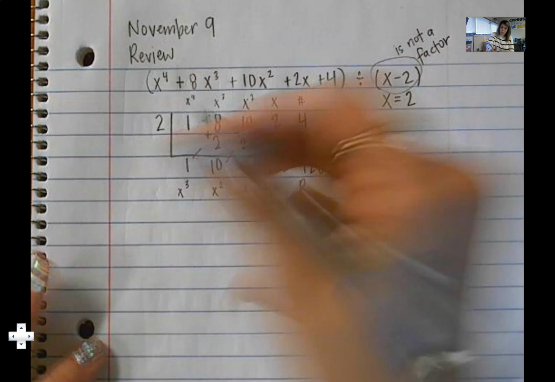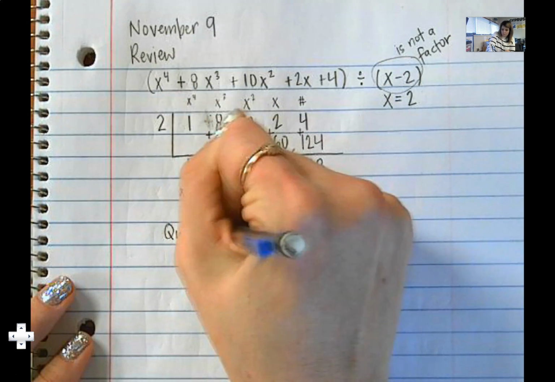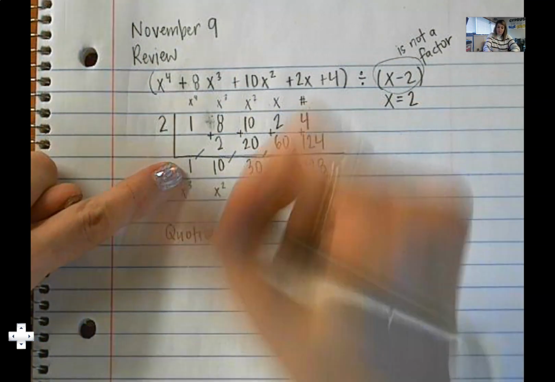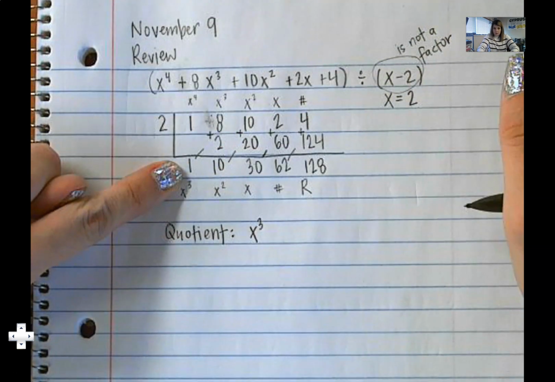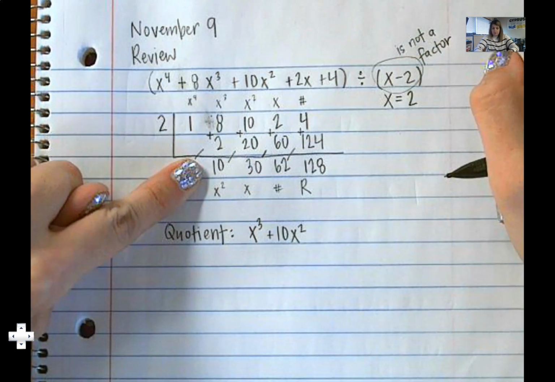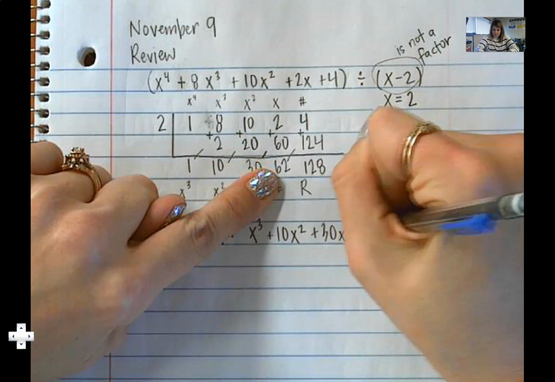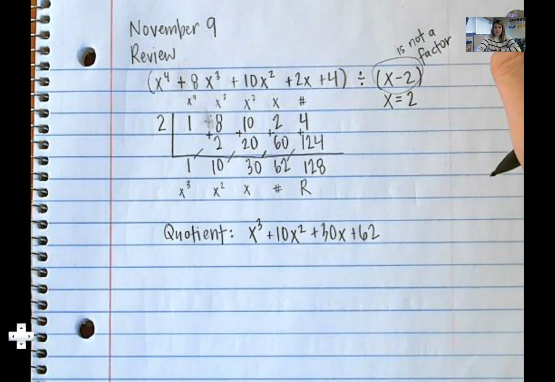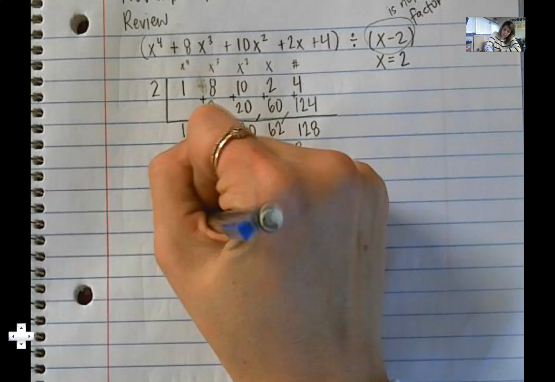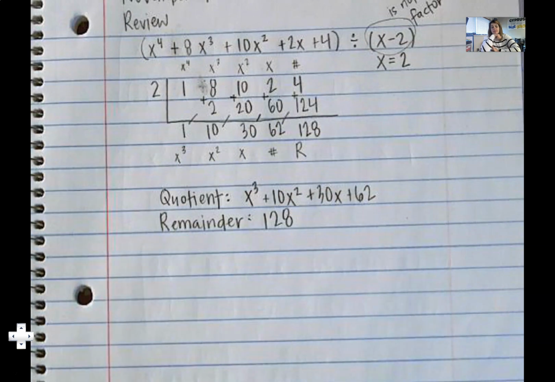Your quiz will give you a blank for the quotient. And what they were expecting you to write in for the quotient is the following. We have 1x cubed, or just x cubed, plus 10x squared, plus 30x, plus 62. So that's what they were expecting for the quotient. Then they wanted to know the remainder. For the remainder, you would just plug in 128.